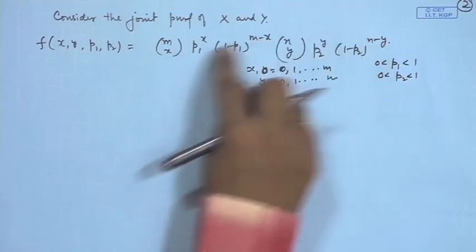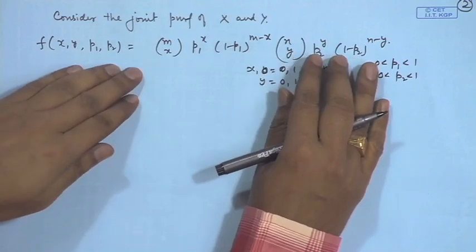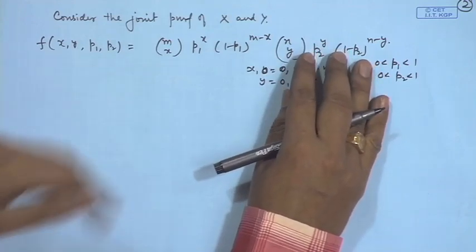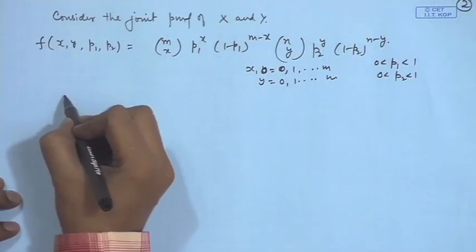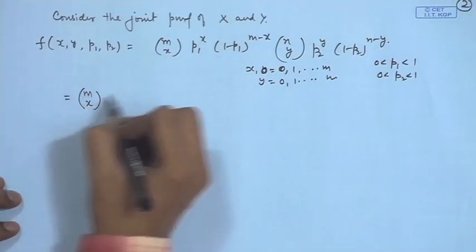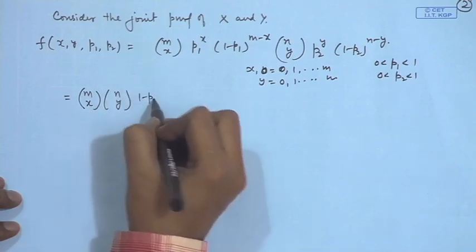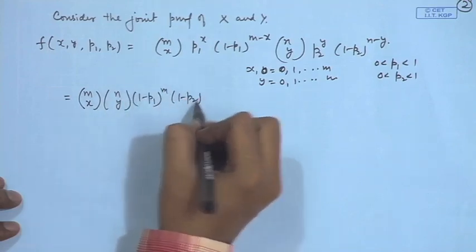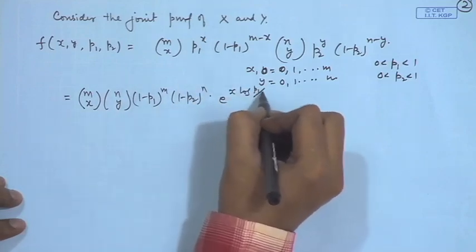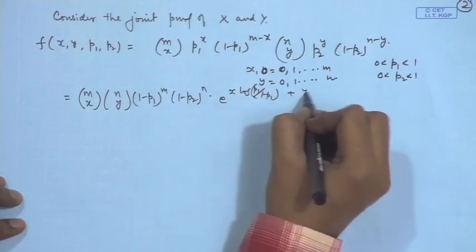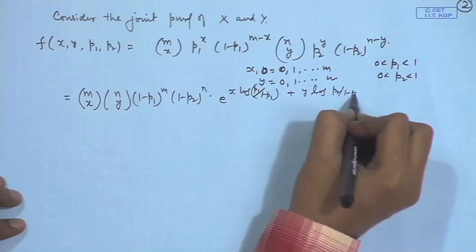Now, when we have written the distribution in this particular fashion, it does not look like it is in the exponential family form. Our aim is to express it in the form of the multi-parameter exponential family that I described. We will show here that it can be done. So, we write it as m c x n c y, 1 minus p 1 to the power m, 1 minus p 2 to the power n, e to the power x log p 1 divided by 1 minus p 1 plus y log p 2 divided by 1 minus p 2.